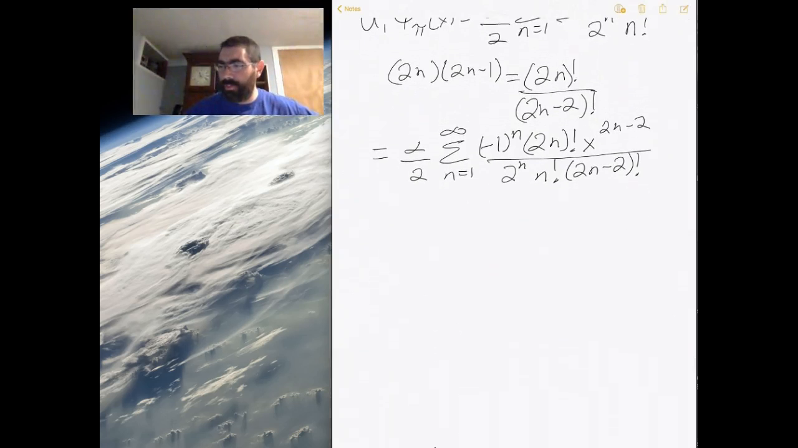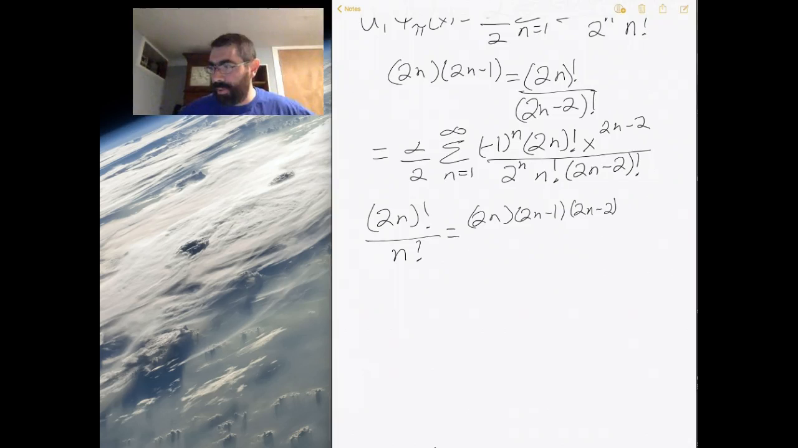I have is this ratio of 2n quantity factorial divided by n factorial. And if I work out a few of the terms, I get 2n, 2n minus 1, 2n minus 2, dot dot dot, all the way down to 2, all the way down to 1, divided by n, n minus 1, n minus 2, dot dot dot, 2, and 1.